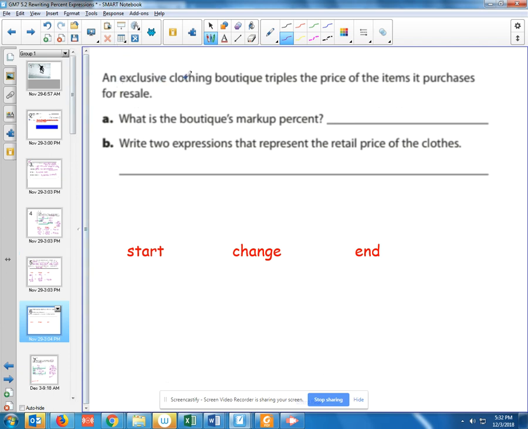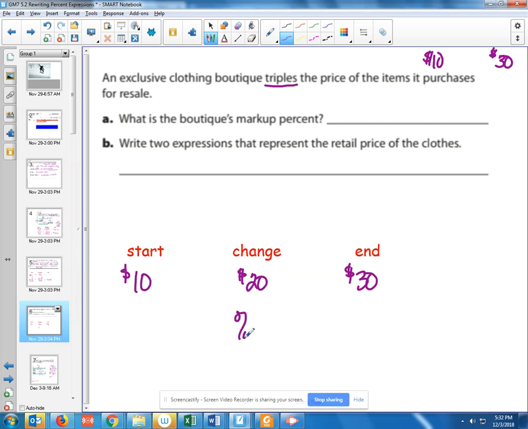But let's look at one more example. An exclusive clothing boutique triples the price of the item it purchases for resale. Okay, so let's hold on and think about this. So that means if I buy something for $10, I sell it for 3 times that amount, for $30. So I'm starting at 10. I end at 30. So how much did I change it by? 30 minus 10. So I went up $20. That's the amount that I changed.